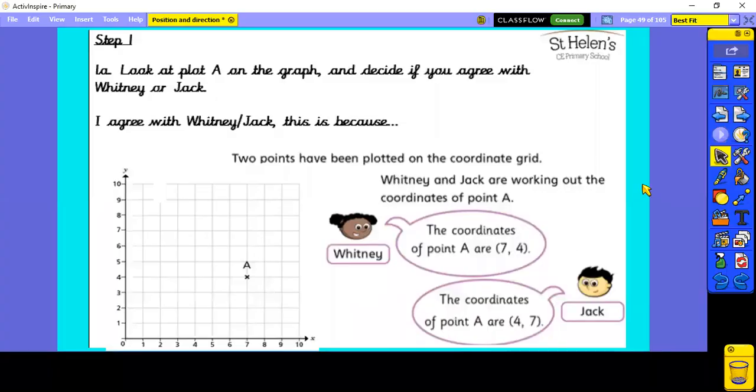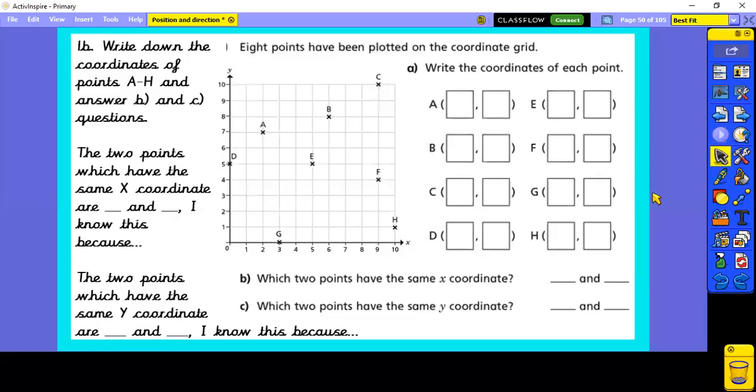Okay, so on the screen now I have the step 1 questions for you to complete in your maths book. So you need to look at the point A and think about who is correct about their coordinates. Okay, and for 1B, here is your question. So you need to identify the coordinates of the points A to H, and then think about which ones have the same x coordinate and which ones have the same y coordinate. So pause the video to do that now.